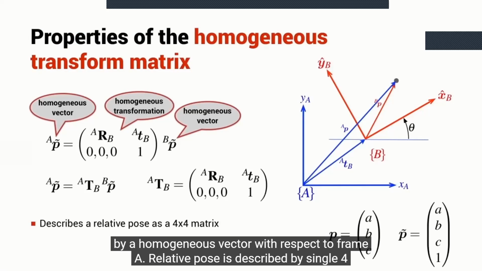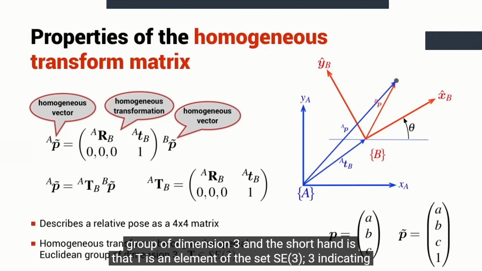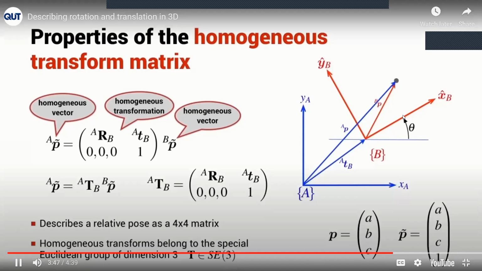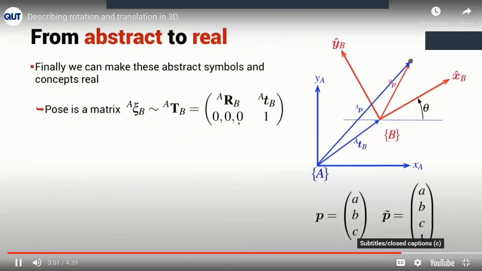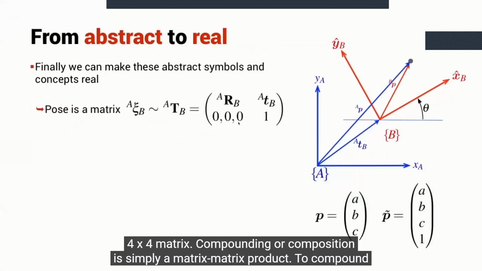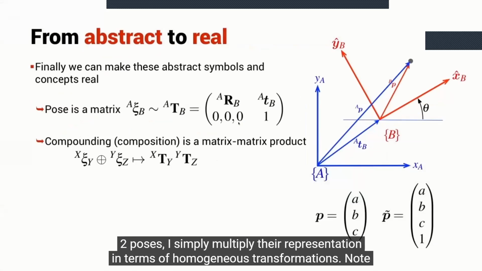Relative pose is described by a single 4x4 matrix. A mathematician would say that this matrix belongs to the special Euclidean group of dimension 3, and the shorthand is that T is an element of the set SE(3), the 3 indicating the dimension, in this case 3. Instead of the abstract symbol psi, we can use a homogeneous transformation matrix, a 4x4 matrix. Compounding or composition is simply a matrix-matrix product. To compound 2 poses, I simply multiply their representation in terms of homogeneous transformations.